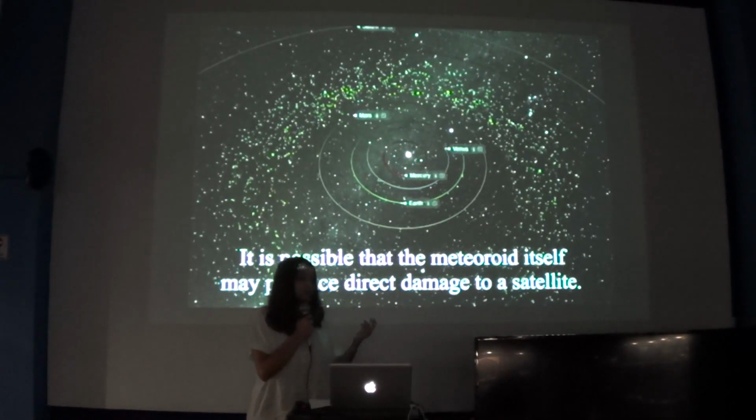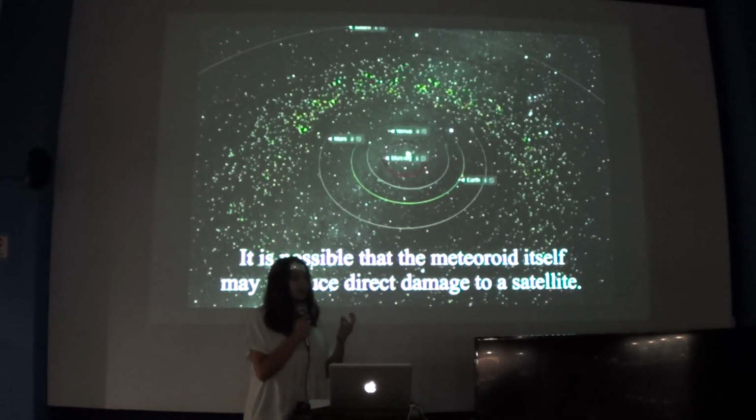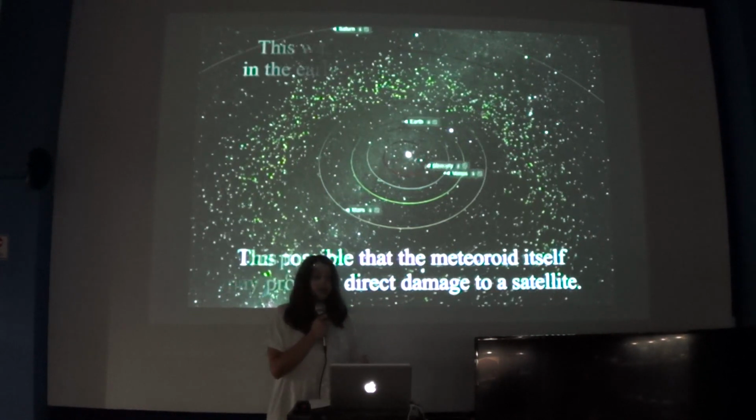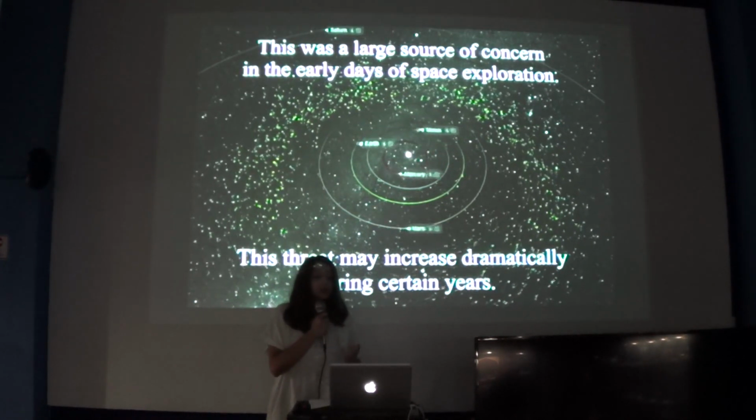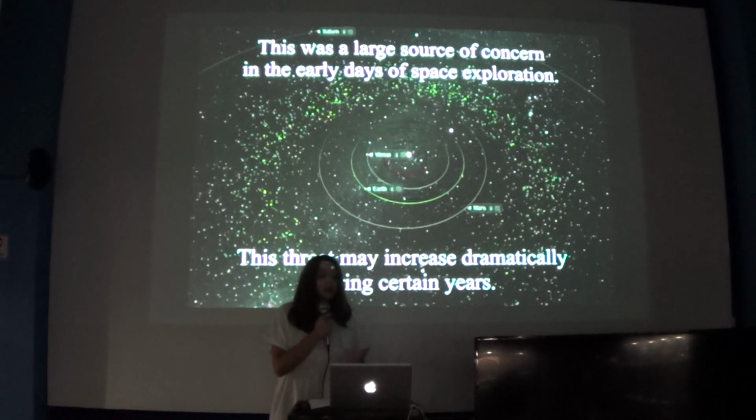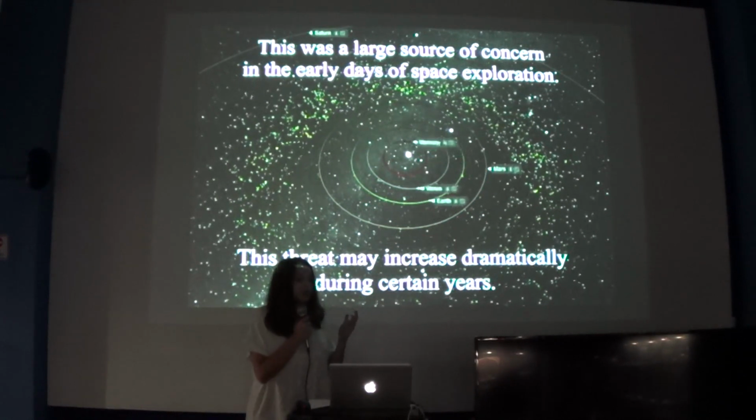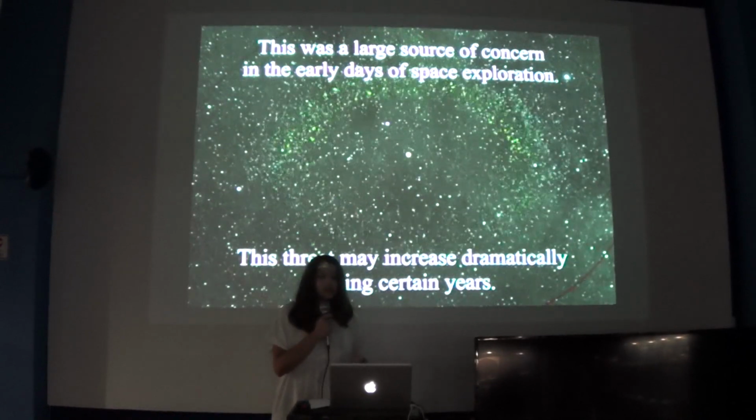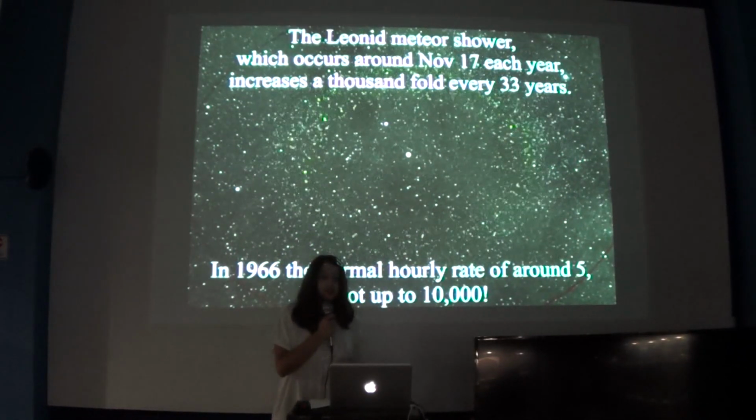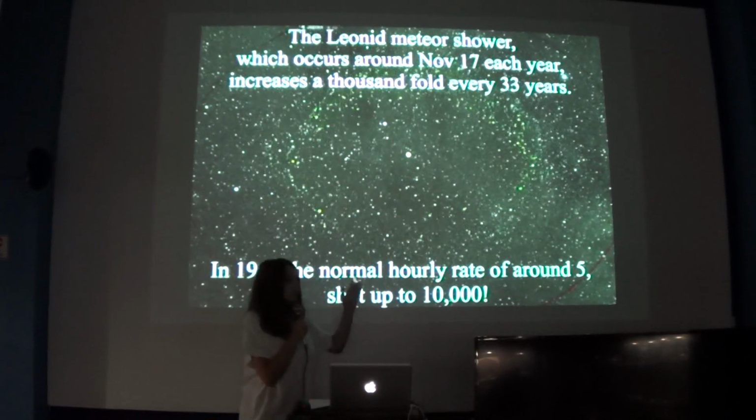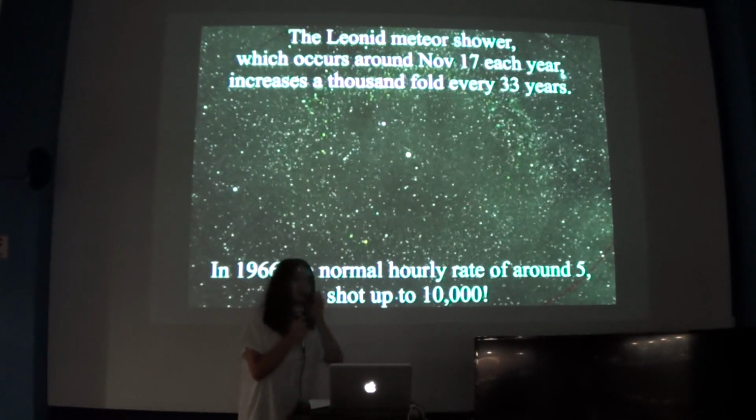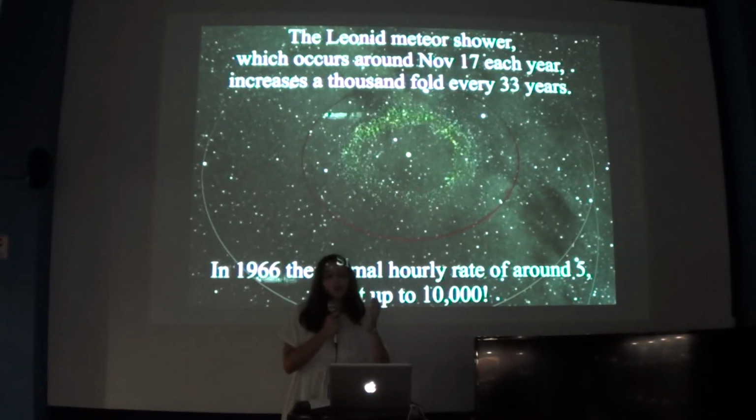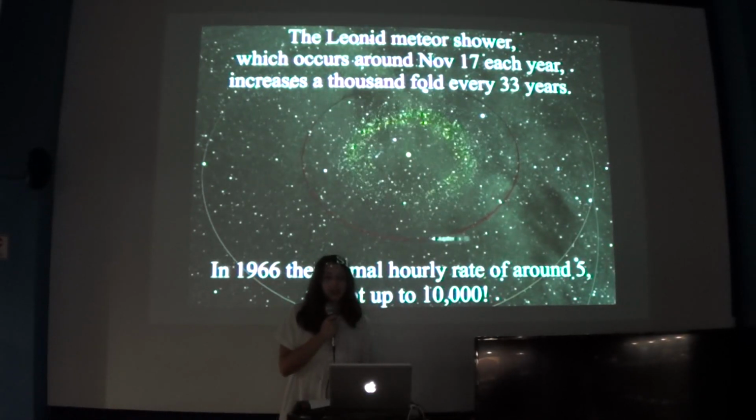It is possible that the meteoroid itself may produce direct damage to a satellite. This was the largest source of concern in the early days of space exploration. This threat may increase dramatically during certain years. The Hellenic meteor shower, which occurs around November 17 each year, increases 1,000-fold every 33 years.